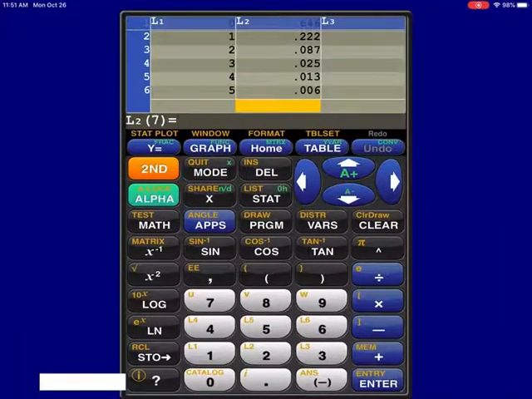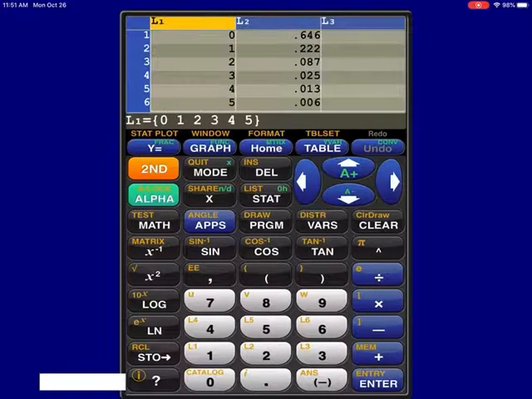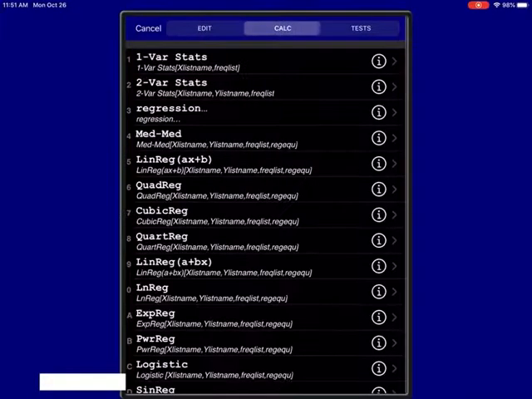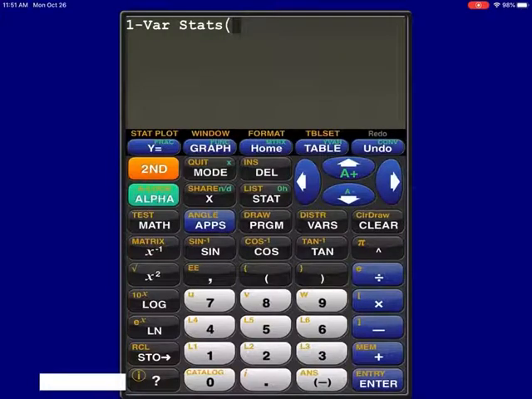So here's my calculator, and I want you to notice I just did that here. So look at my list 1, 0, 1, 2, 3, 4, 5, and then my list 2, I just put those numbers in: 0.646, 0.222, 0.087, 0.025, 0.013, 0.006, okay? So now the next thing I'm going to do, I'm going to hit my stat button again and calculate my one variable stats. Now, your calculator might have a little bit of a different display than mine, but the way I'm going to do it on this app is, let me clear this out again.